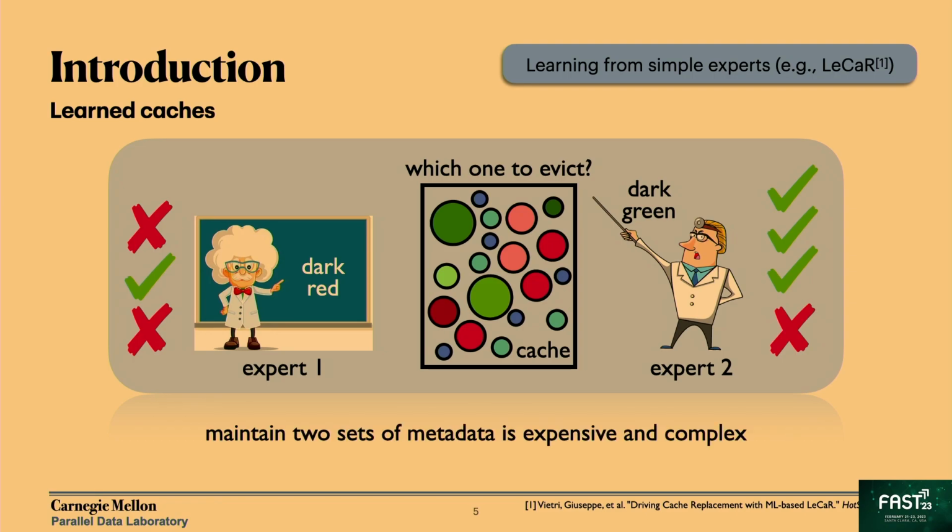It's a nice algorithm, a very interesting algorithm. However, it has two problems. First, it requires maintaining two sets of metadata, which is expensive and complex. Second, it has a problem called delayed reward. This is a common problem for learned cache. What does it mean? The cache needs to know whether an eviction decision is correct or not. And it won't know that until the evicted object is requested again. And the evicted object may be requested very far in the future, and the workload may change in between. So this is called delayed reward.